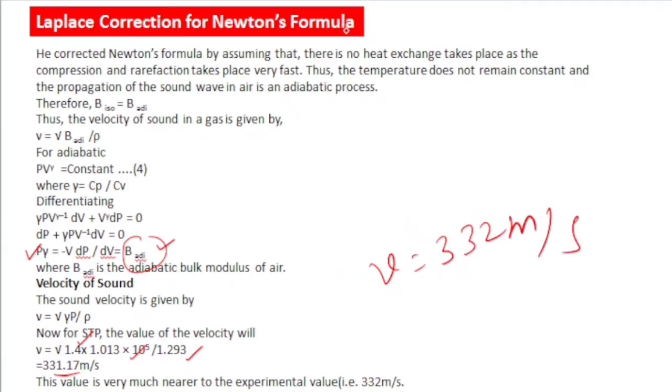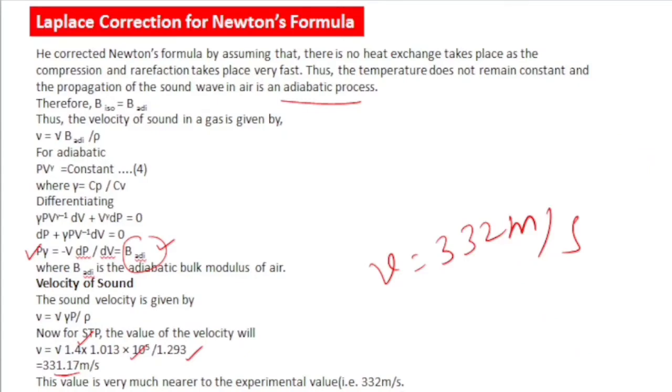According to Newton, he assumed the change takes place isothermally, but Laplace assumed the change takes place adiabatically. The temperature does not remain constant, and the pressure of the sound wave changes in an adiabatic process. So in this way, you can derive it, and this question is very, very important from the examination point of view.